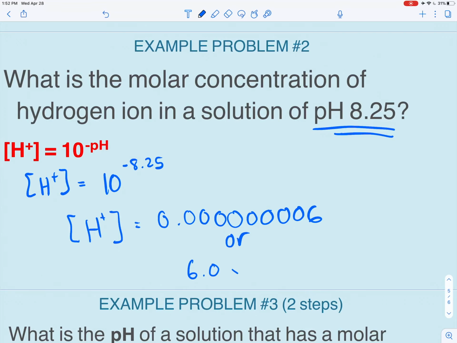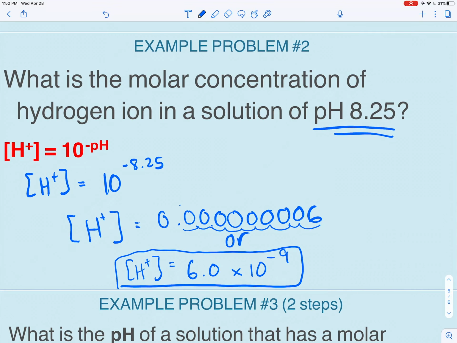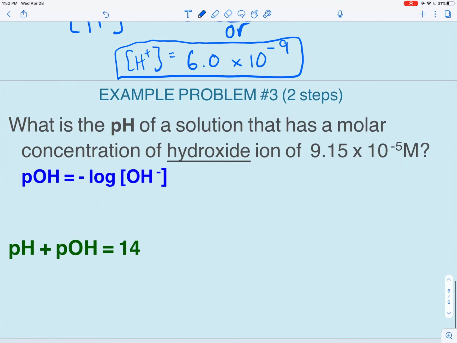Scientific notation is much better here. 6.0 times 10 to the negative 9. So that's our concentration of hydrogen. Really small number of hydrogen here, which makes sense because we have a basic solution. Okay, that's our second example.